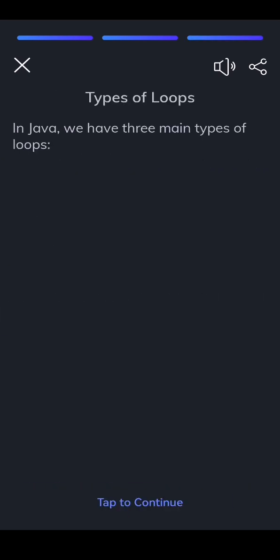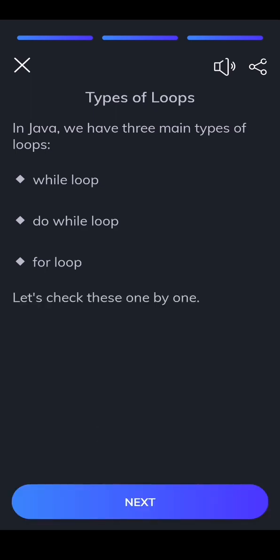In Java, we have three main types of loops. While loop, do while loop, for loop. Let's check these one by one.